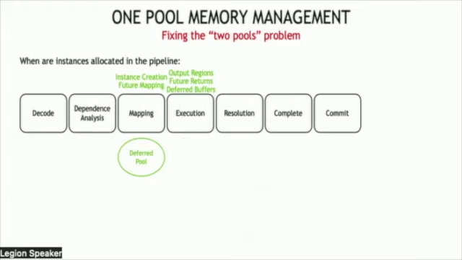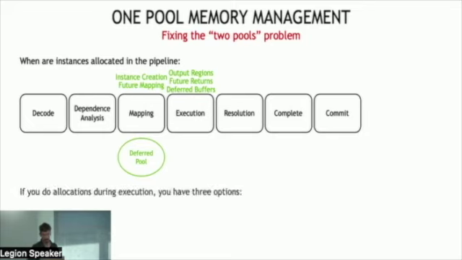And the idea for one pool is to effectively not have two pools. You just have one pool, right? And it's actually going to be the deferred pool that is the one pool. And the idea is then, if you have to do allocations during the execution stage of the pipeline, you effectively have three different options for doing this for every task that you launch.